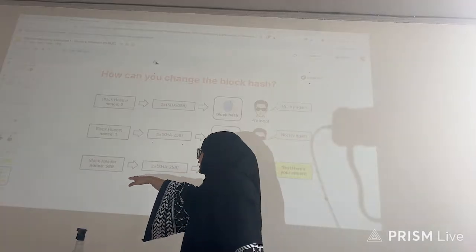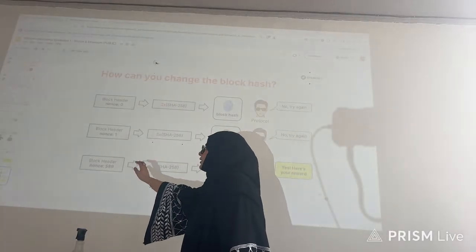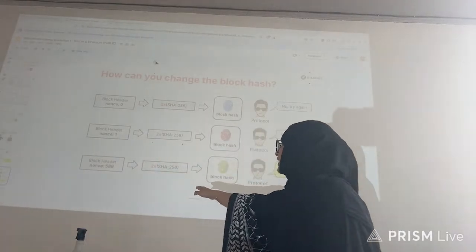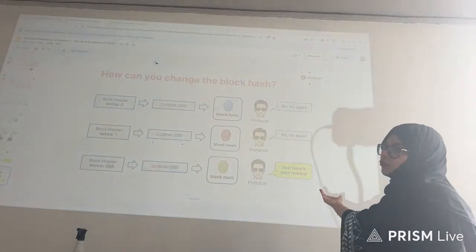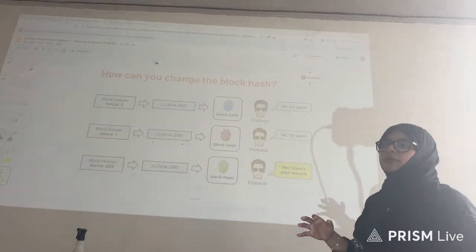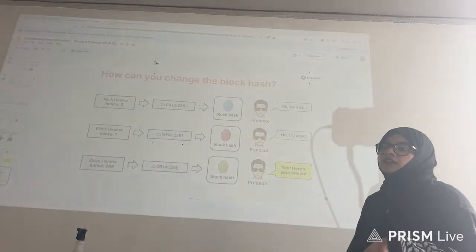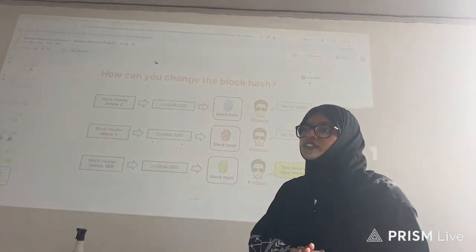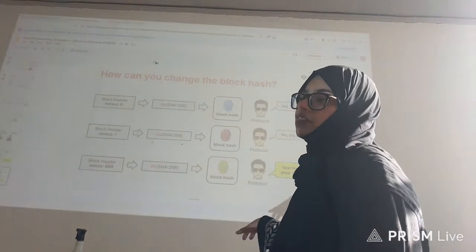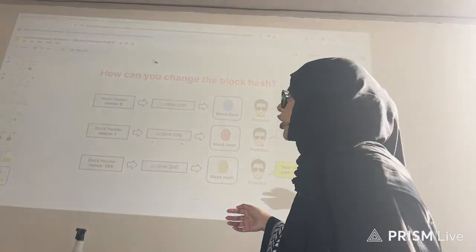Now, for example, if you look here, the block header with the nonce 589 got approved by the protocol. So once this number 589 is approved, it will never be used again. Once the number is used and gets approved by the protocol, it's never used again. So that's how nonce works.